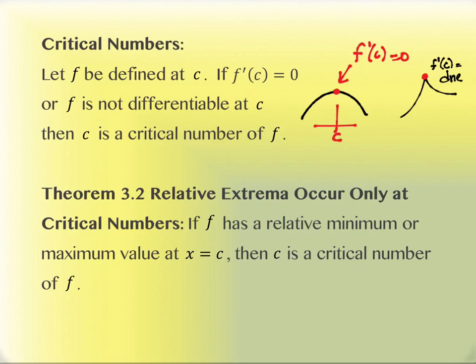Okay, so these locations where there have these peaks and valleys occur in one of two ways. Either the derivative is 0 or the derivative doesn't exist, are locations where I have, or potentially at least have, relative extreme points. So that's what the second theorem here says. If we have a relative minimum or a maximum at x equals c, then we call c a critical number of f.